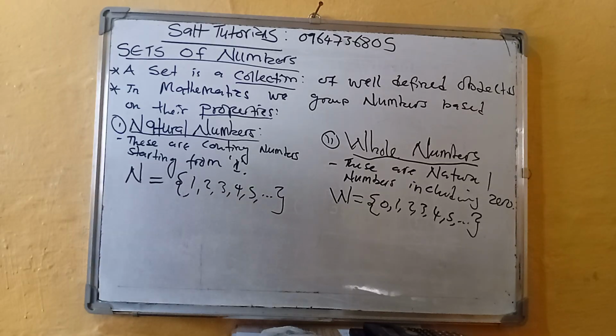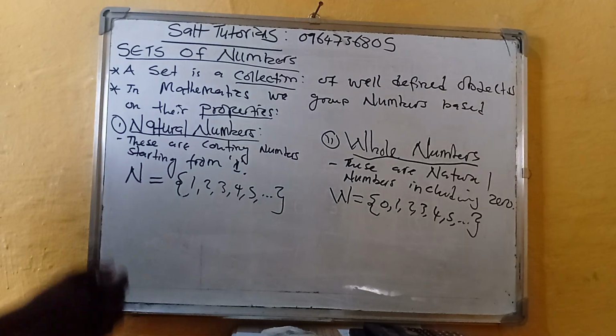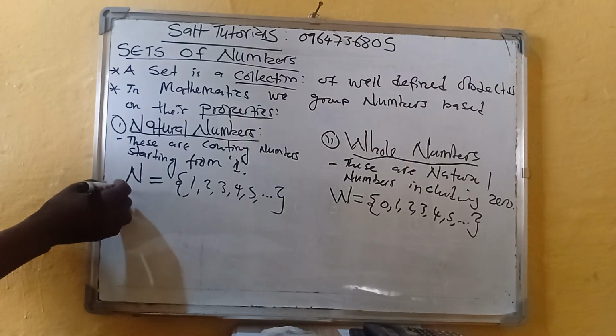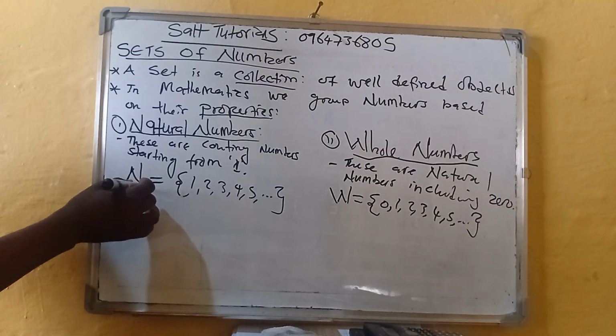So we have the concept of natural numbers and the concept of whole numbers. The other idea you have to understand is the idea of integers, which is number 3, integers.